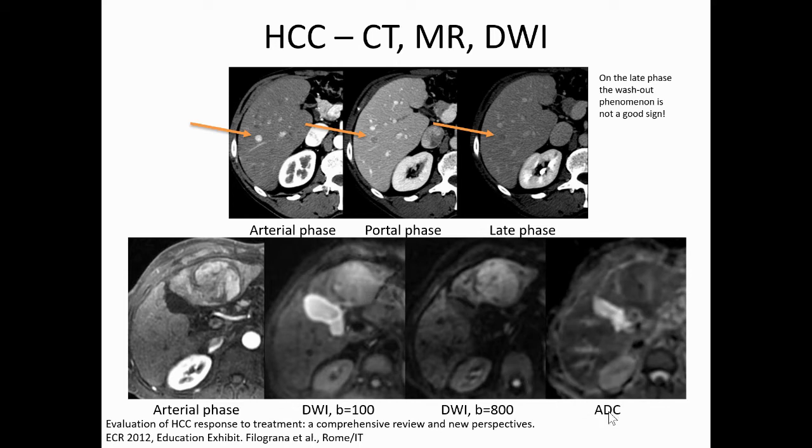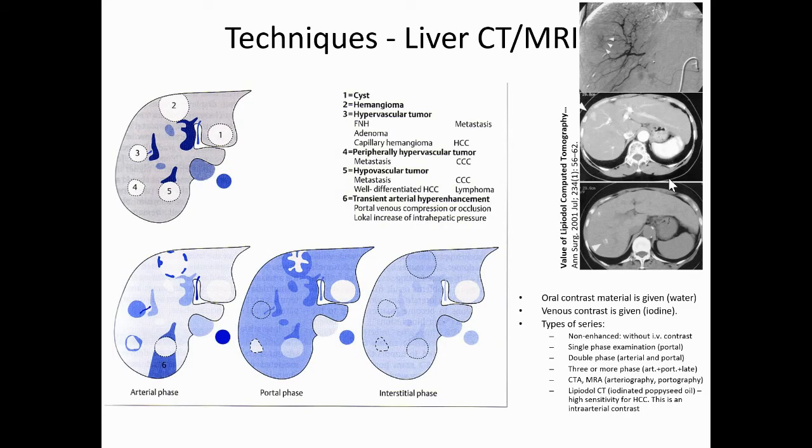The ADC and the DWI images should be read together, and we only consider restriction of diffusion if that same area shows high signal on the DWI and low signal on the ADC. But I don't think you'll need to know that. I am just telling this for those of you who might become radiologists.